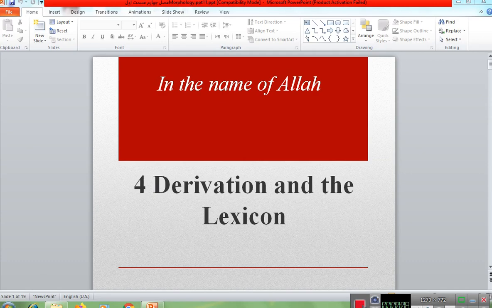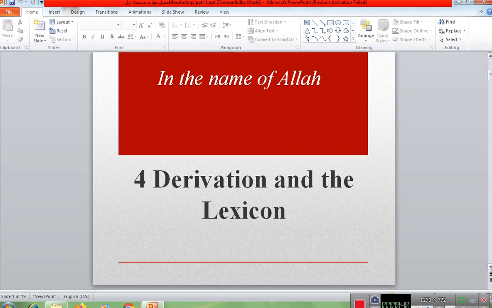As you know, in the previous sessions, I talked about the relationship between morphology and phonology, in chapter 3, and the phenomena which are related to this kind of relationship, the effect of morphology on phonology and vice versa. In this chapter, as you see here, I want to talk about derivation and the lexicon. What is derivation and what is the lexicon in this domain?